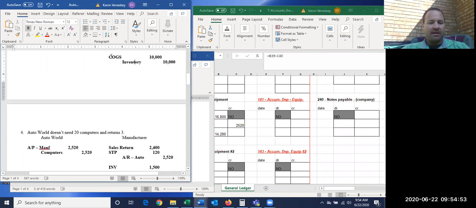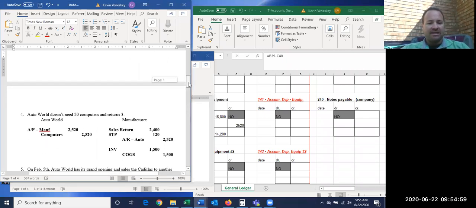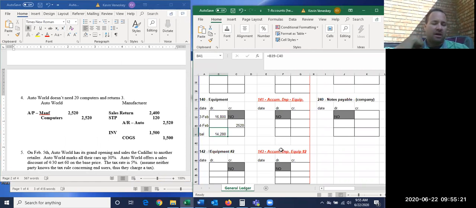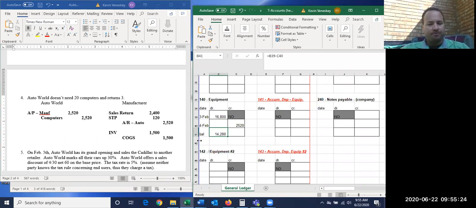Here I credited cost of goods sold, credited inventory. I'm just going to do just the opposite. Debit my inventory for the $500 times 3 items and credit the cost of goods sold. Again, all the while, I am not putting the T accounts over here because this is strictly Auto World's amounts that I'm keeping together.